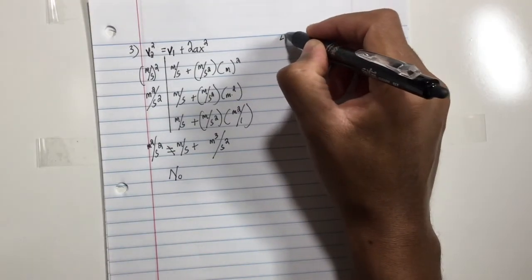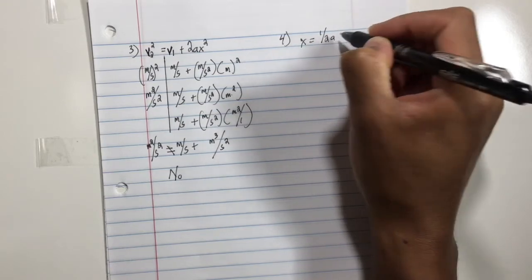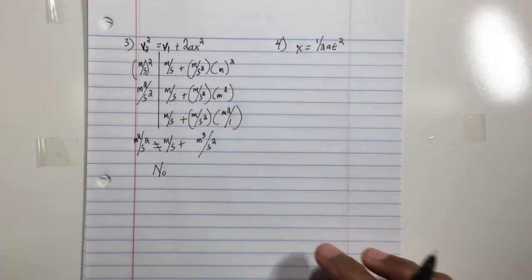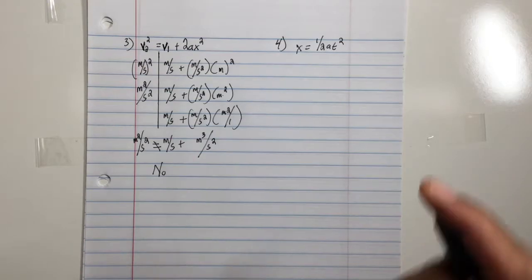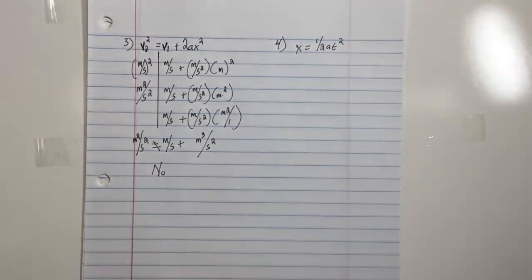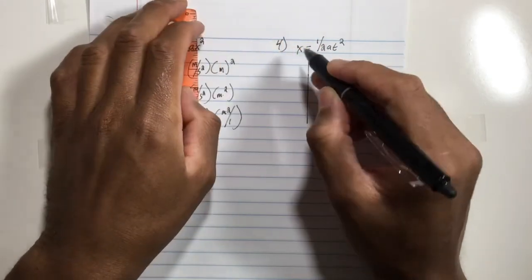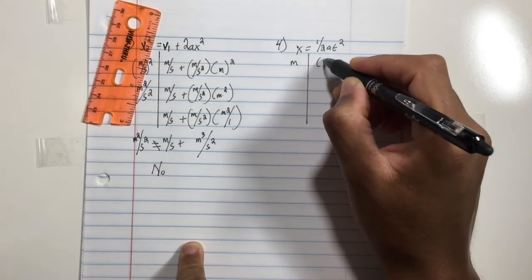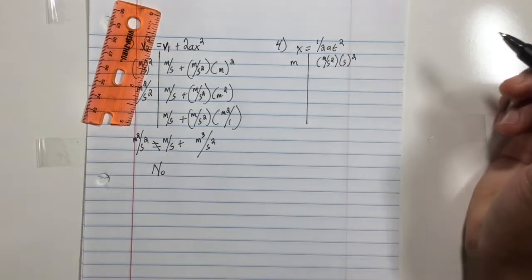Let's look at number 4. X is equal to 1/2 a t squared. All right. Okay. Well, since I'm only talking about units, again, I can ignore the 1/2. So if I draw my line, this x position is in meters. Acceleration is meter per second squared and second squared. Okay.